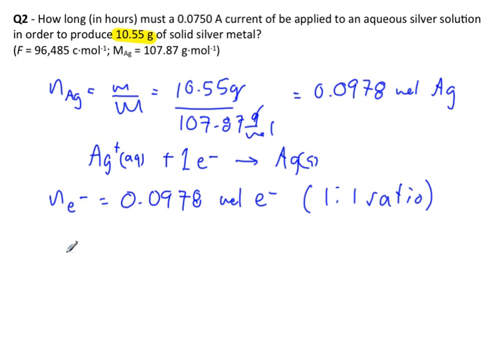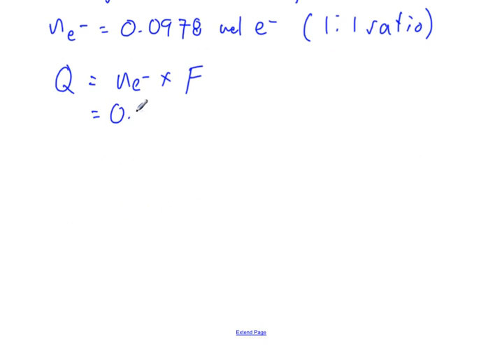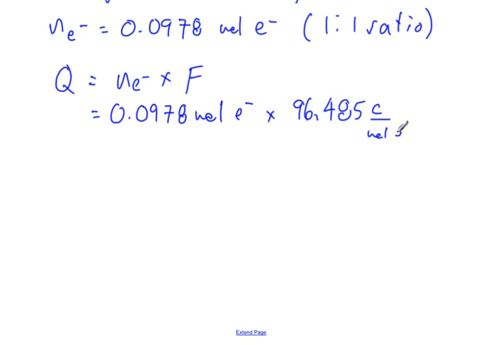Next, I'm going to find Q, total charge. I have my moles of electrons, so I'm going to find Q, and to find Q, I use the Faraday constant. So it's number of moles of electrons times the Faraday. And so that is going to be 0.0978 moles of electrons times the Faraday, which is 96,485 coulombs per mole of electrons. So moles of electrons divide out. I'm left with coulombs, a total charge in coulombs, and this is 9,436 coulombs. So there we go.